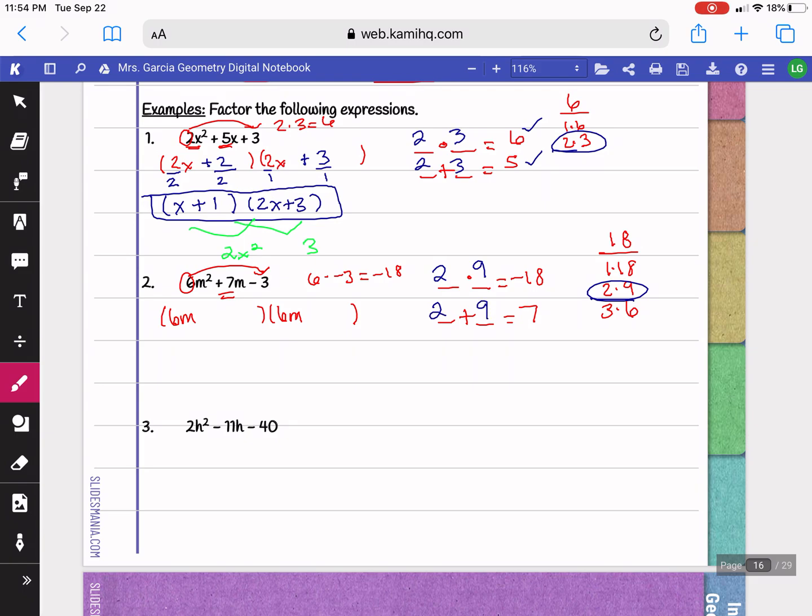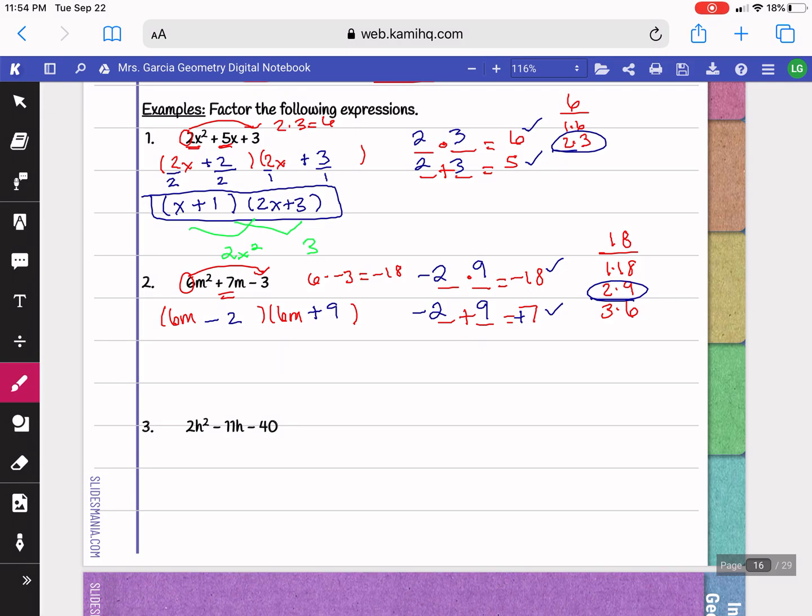Since we have to subtract, that means one of them has to be negative. So if I want positive 7, my bigger number has to be positive. So the negative would have to be my smaller number, a 2. Now if I check, negative 2 times 9 is negative 18. Negative 2 plus 9 is 7. So I would fill in negative 2 and positive 9.